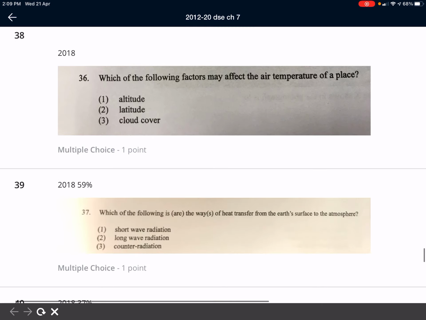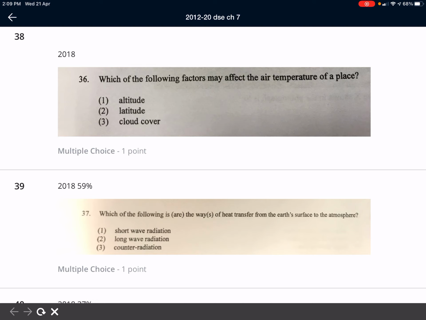Again, wow, how come it comes again? Which of the following factors may affect the air temperature of a place? Latitude, altitude, and also cloud cover, all correct. Come on, don't tell me you don't know this.